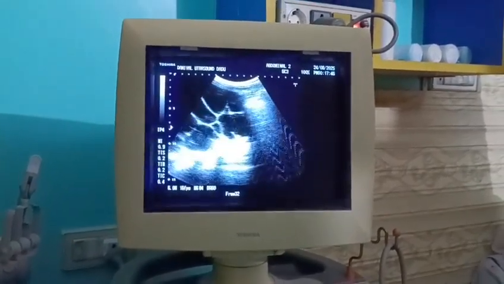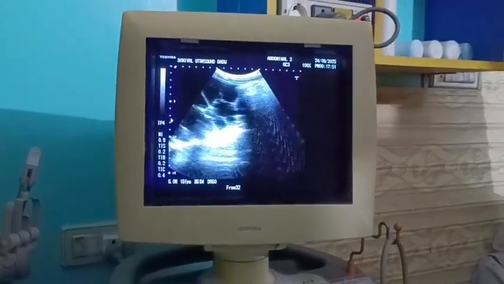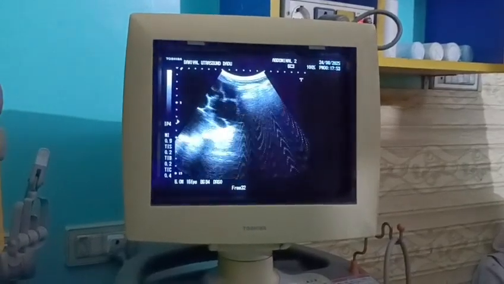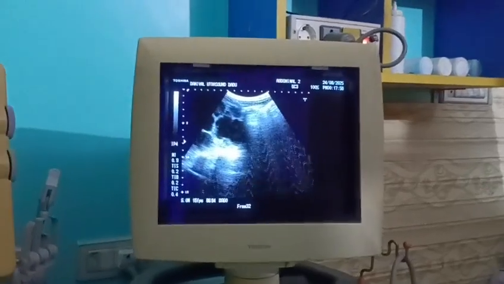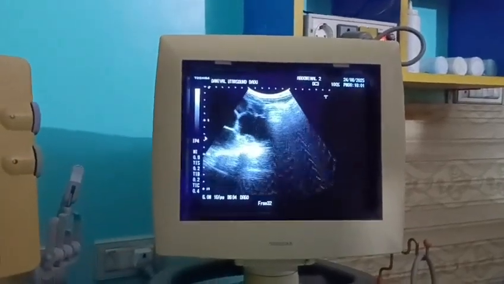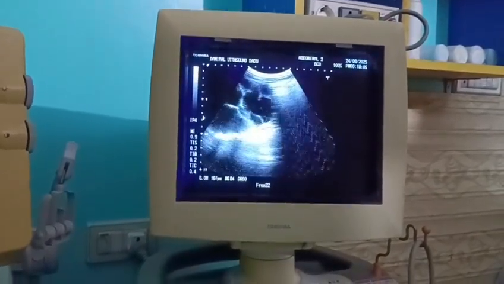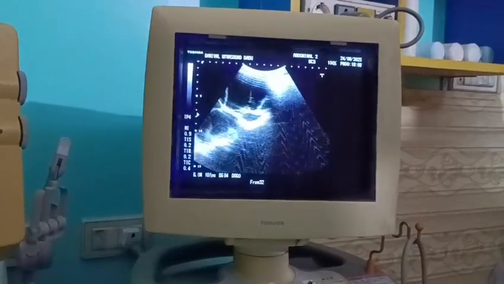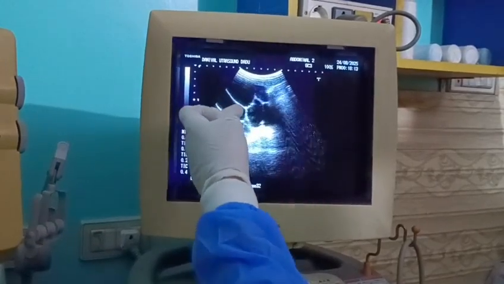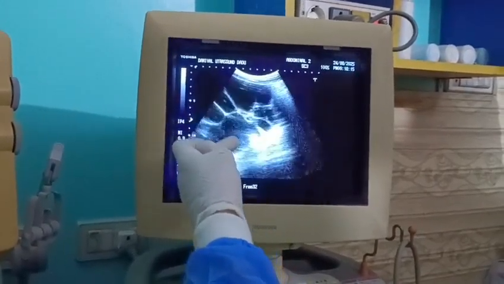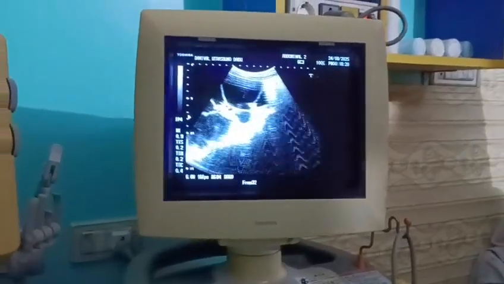First of all, cysts usually arise from the renal cortex, and they are usually found at the corticomedullary junction. Dilated calyces always communicate with the renal pelvis. If you trace them, they will ultimately open up into the renal pelvis. Here you see these are calyces. They open up into the renal pelvis. So this is an important thing to understand.